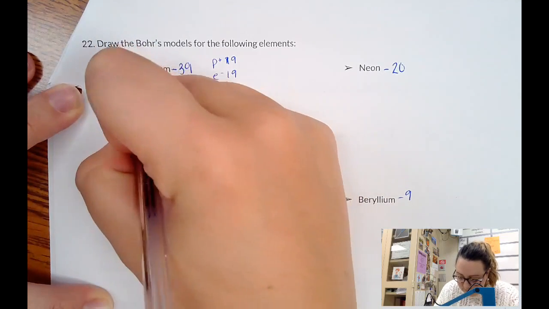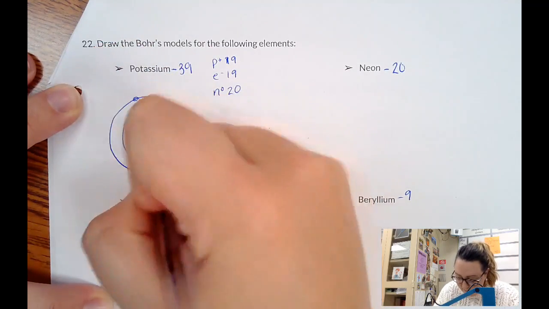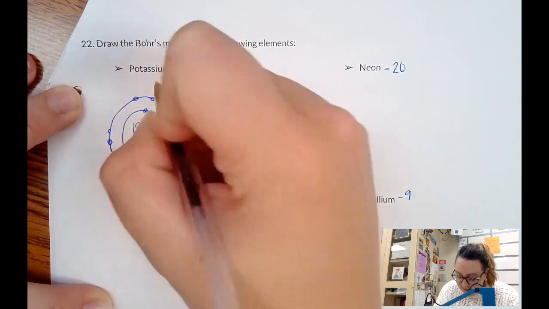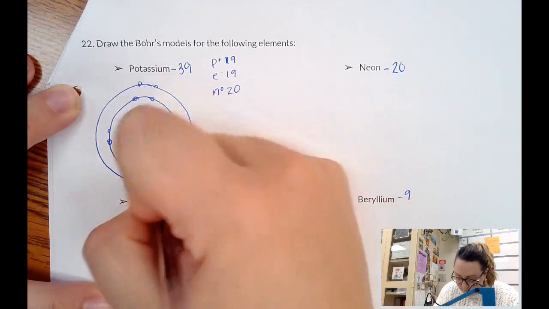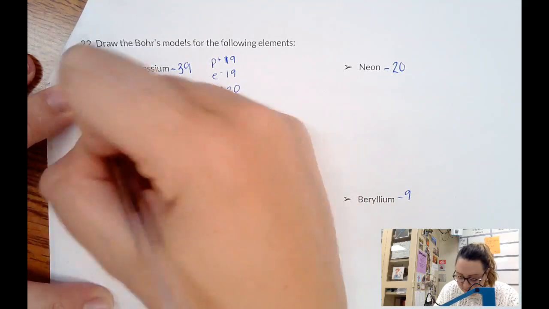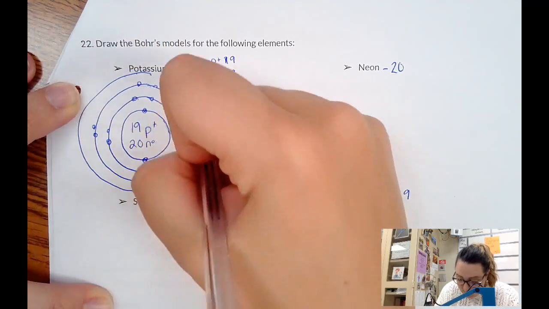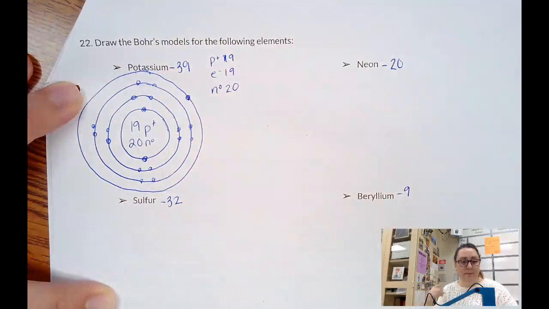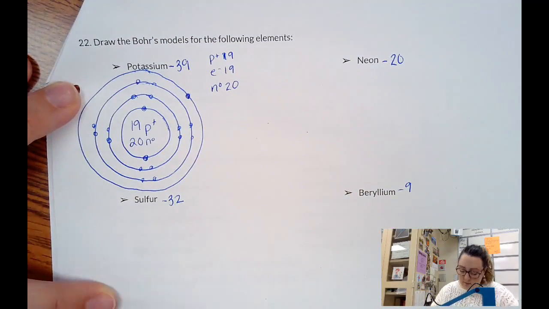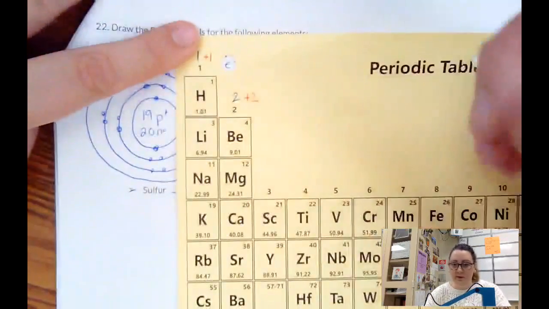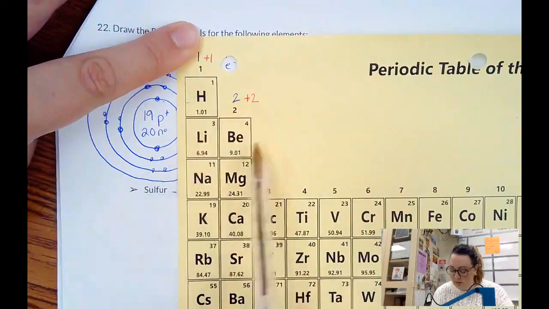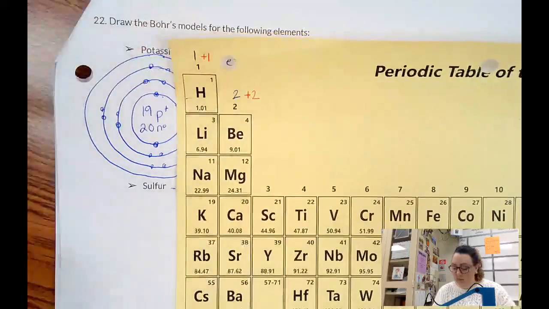There's 2 of the electrons. There's 8. 2 plus 8 is 10. Here's 8 more. 2 plus 8 plus 8 is 18. I need 1 more to get to 19. Now, 1, 2, 3, 4 shells. Should it take 4 shells? Is it in the 4th row? 1, 2, 3, 4. It is.